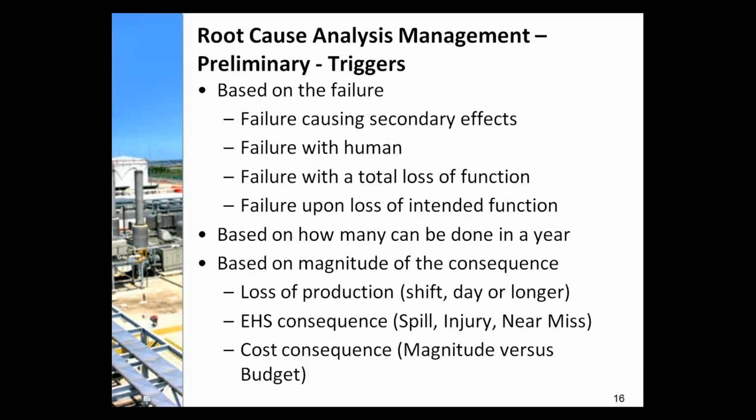So let's talk about triggers. There's several ways to go about that. Some are based on failure, and again, some are based on how many can be done in a year, and some are based on the magnitude of the consequence. In other words, on the magnitude of the consequence, if there's a loss of production for more than a day, then a root cause analysis should be done. If there's an EHS consequence of an injury or a near miss, maybe then you institute a root cause. Or if there's a large cost consequence, magnitude versus budget, then you would institute a root cause analysis.